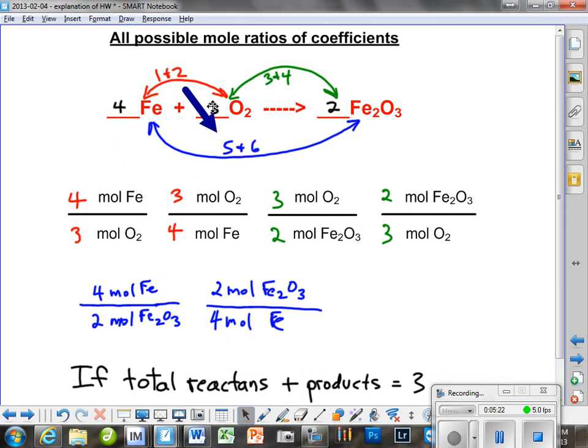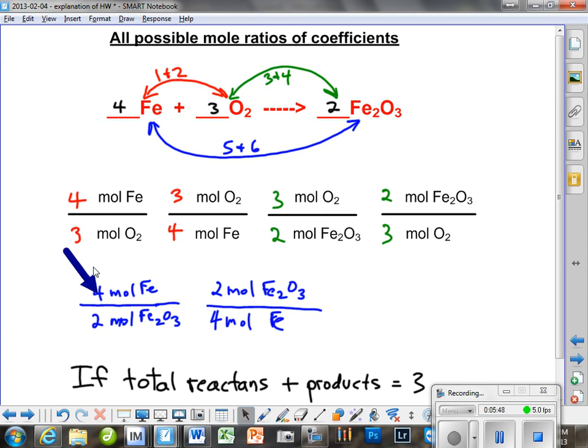So yes, 5 and 6 are these two guys, and iron 2 oxide. Boy, I keep saying that wrong. Iron 2 oxide, or iron 3. It is iron 3. Yes, it's iron 3 oxide, because the charge on the iron is 3 plus, and the charge on the oxygen is a 2 minus, and so that makes the pluses and minuses come out right.